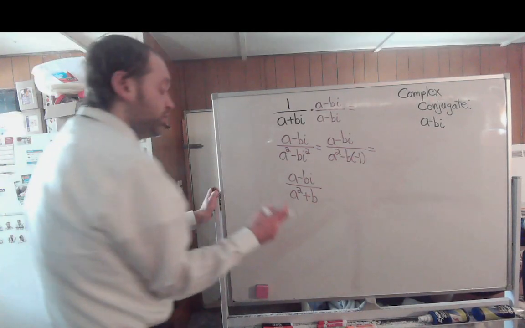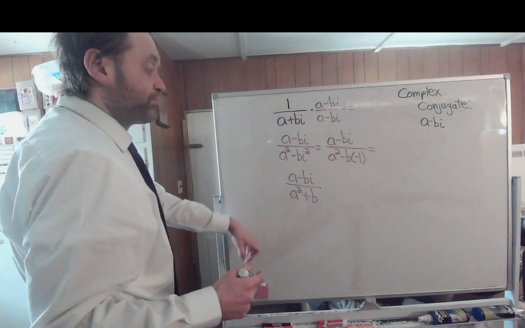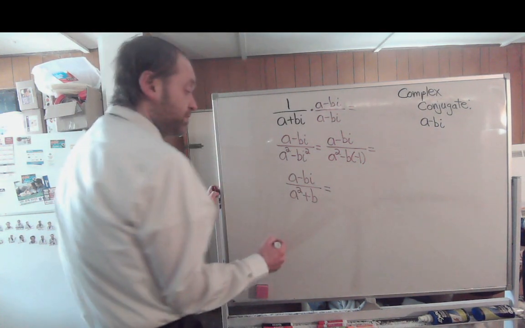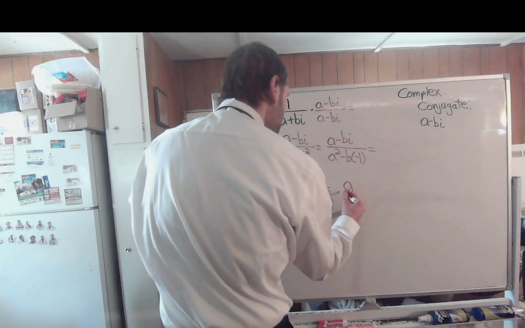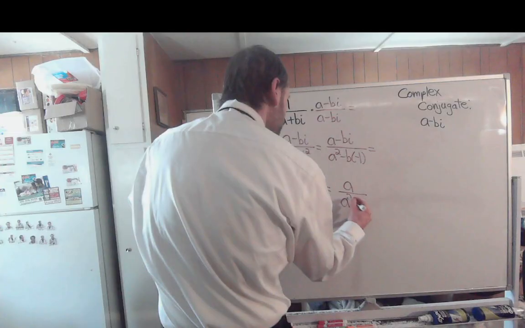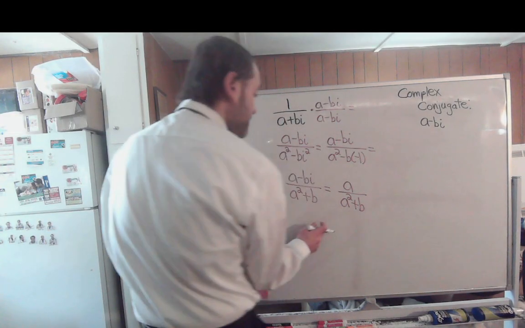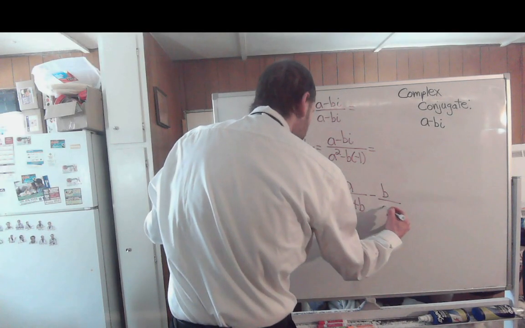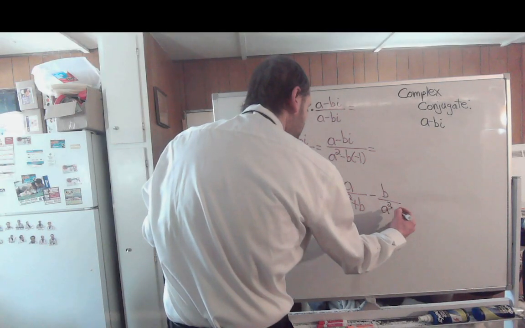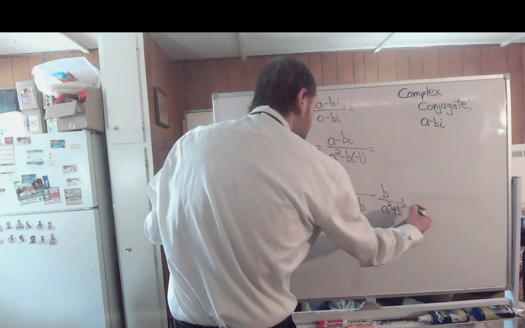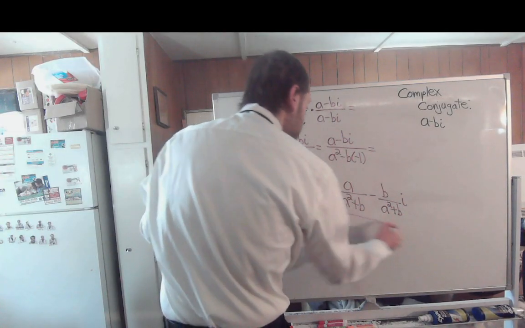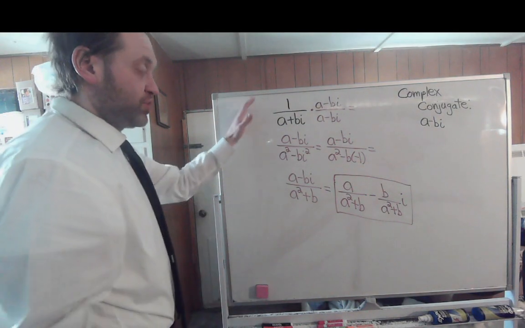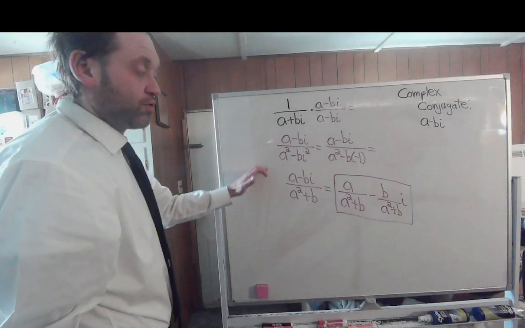And notice you no longer have the i in the denominator. So to write this in standard form, you're going to take a over a squared plus b. In this case, you would take minus b over a squared plus b times i. That's how you would write this in standard form. That's just general. It's usually not this complicated. This is just the general form.